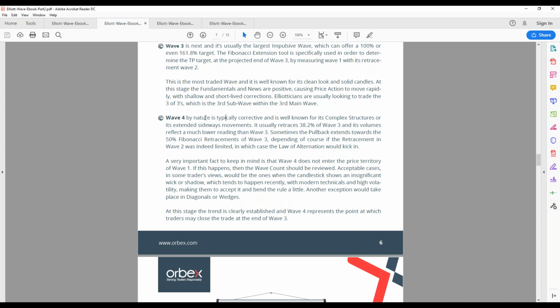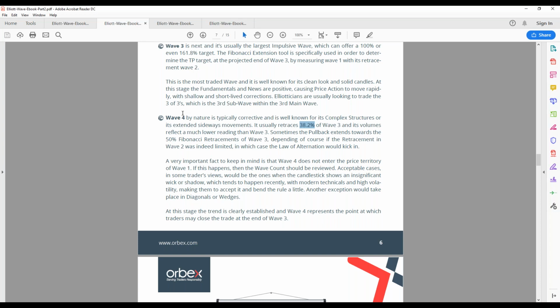So, that being said, that's one notice for wave 4. Another notice is that the 38.2 would be the default measurement for its retracement. And the next one is that it would end its entire correction within the price action territory of a previous wave 4 of a lesser degree, right?